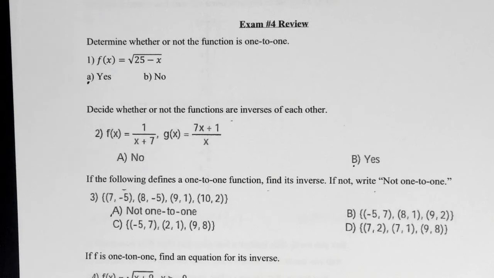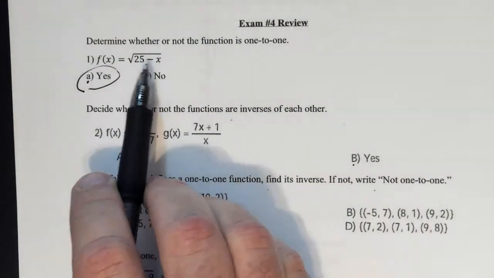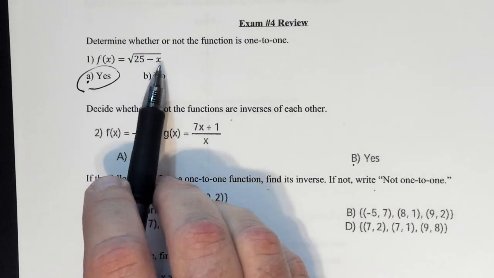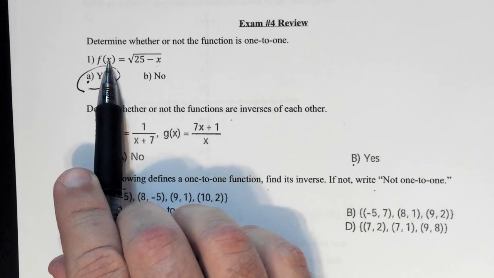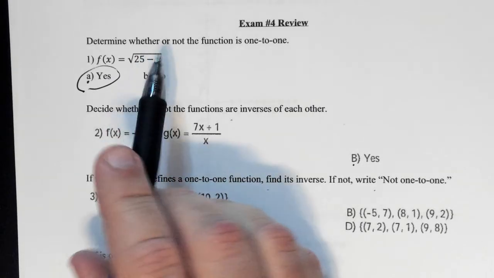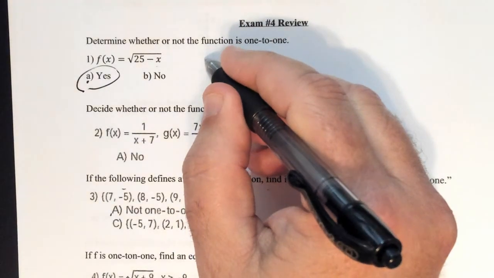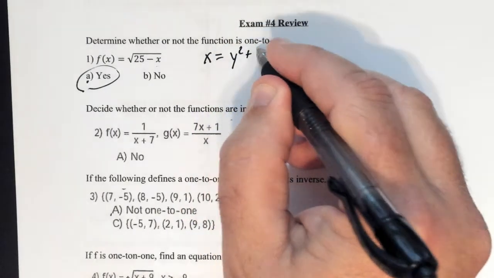Alright, so first question talks about, is this a one-to-one function? Okay, so this is a one-to-one function, and the reason being is because for every x I put in there, I'm always going to get a specific y. Now something that might not be a one-to-one function would possibly be something like x is equal to y squared plus 4.